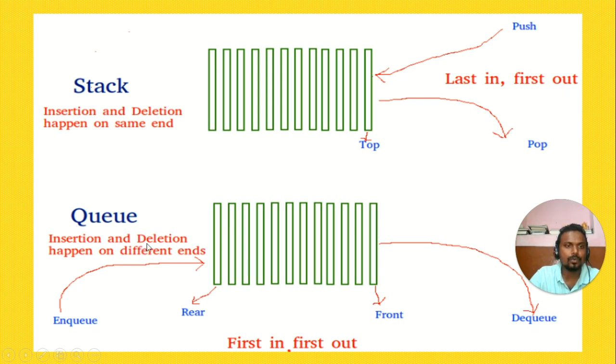And in queue, insertion and deletion happens on different ends. So here you can see my enqueue is happening at one end and dequeue is happening at another end. So this is nothing but insertion and deletion, okay, but here I am calling it with different names. So here insertion happens from the rear end and the deletion happens from the front end, and this process is called first in, first out.